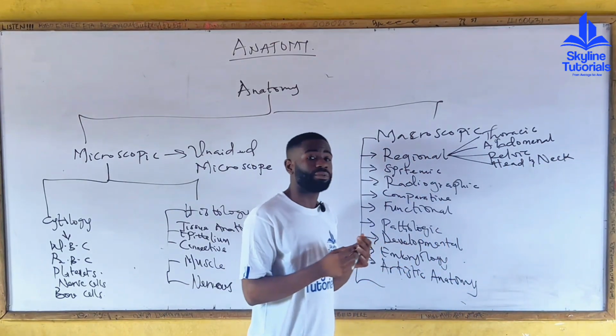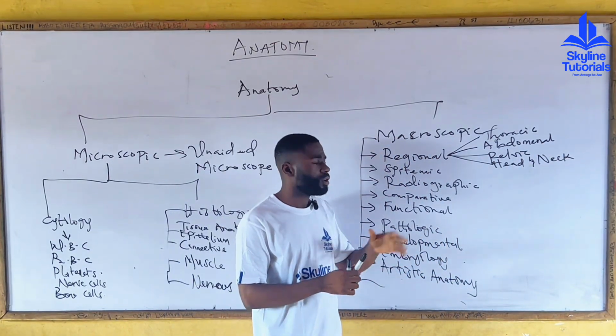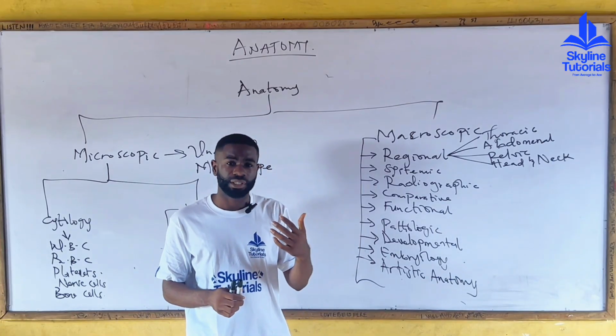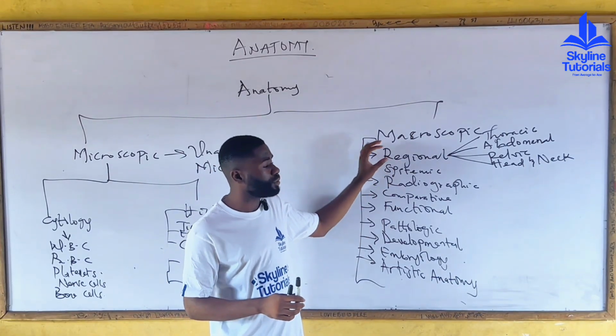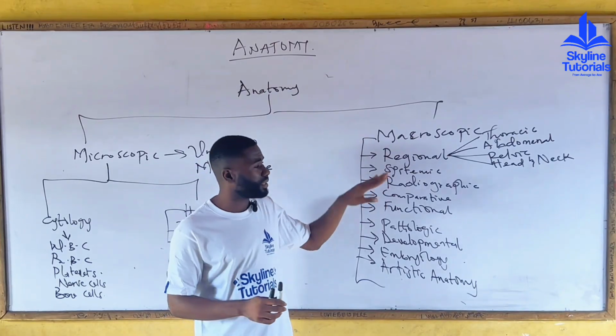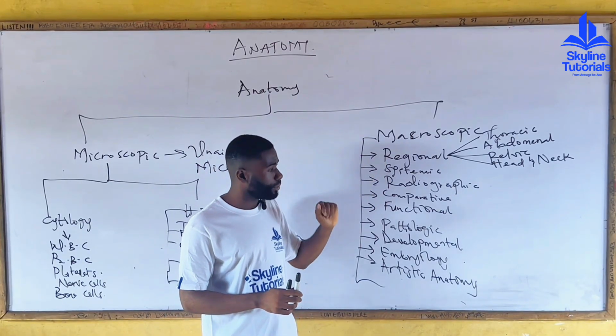We have the upper extremities. We have the lower extremities. Those are different regions of the body. When you study them individually or separately, we refer to that kind of study as regional anatomy. Take note of that.